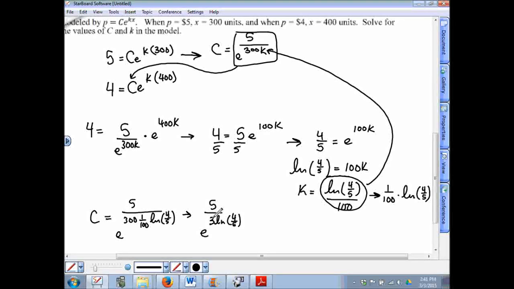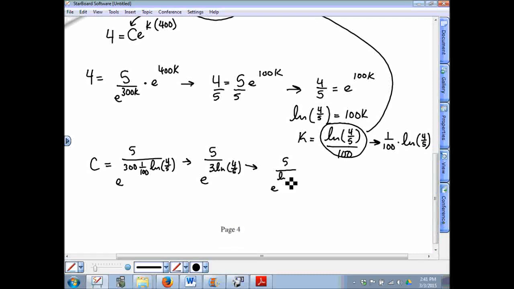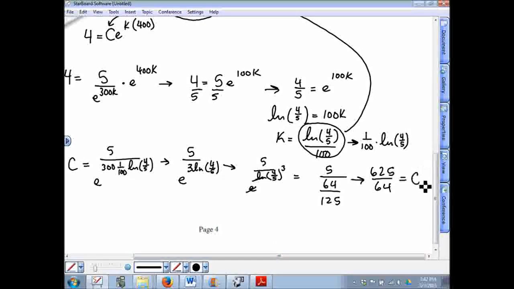Now this 3 in front of a natural log can be brought back up as an exponent. So we have 5 divided by e to the natural log of 4/5 to the 3rd power. Now we can cancel the e and the natural log, and we're just left with 5 divided by 4 cubed is 64, 5 cubed is 125, and that simplifies to 625 over 64. So the directions of the problem just told us to solve for C and K, so there's C and there's K right here.